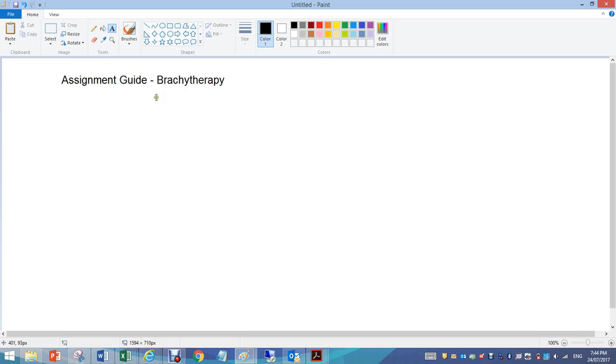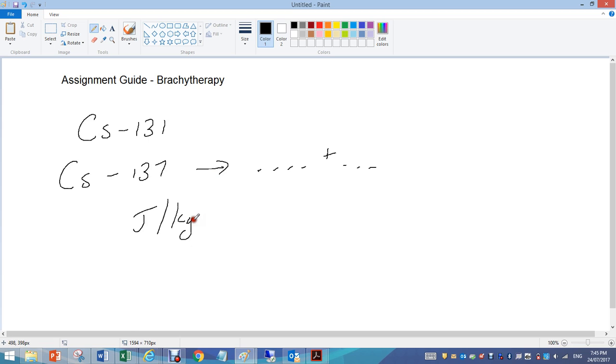Last one, so for cancer treatments, brachytherapy. For this one, it's very much like the control rod situation. We've got, say for example, cesium-131 or cesium-137, it doesn't matter which isotope you find. You can see what it decays down to. You then might use the mass defect formula that we learnt in class in week 1. That process, you can find the joules per kilogram required. Just find the joules per kilogram.